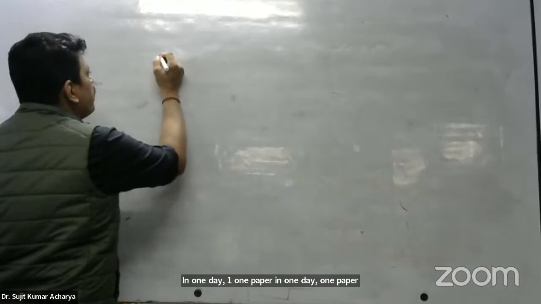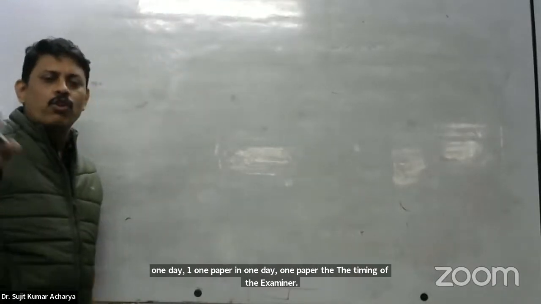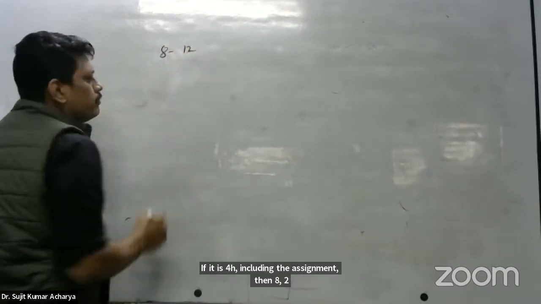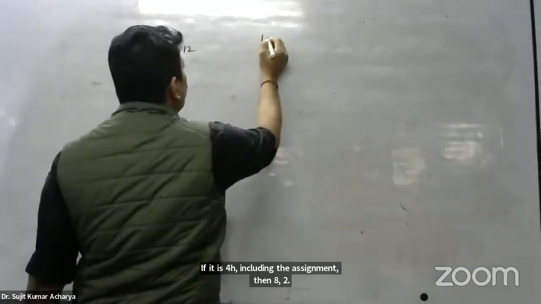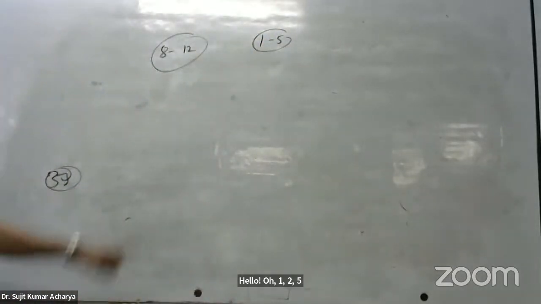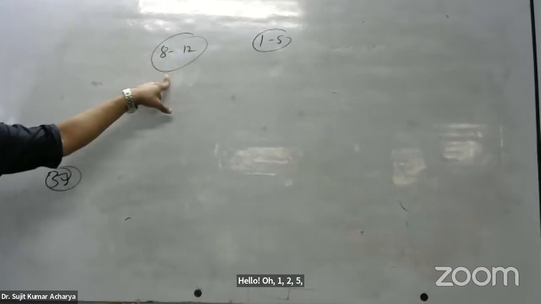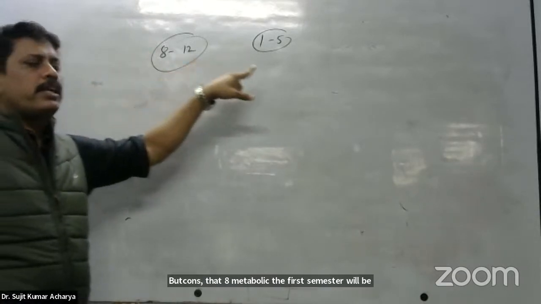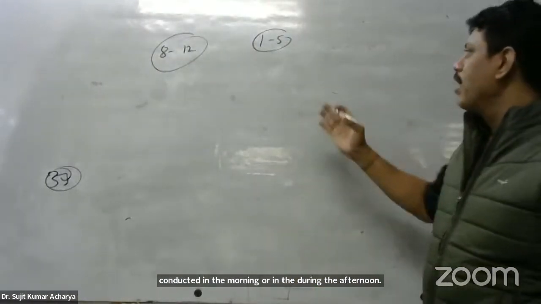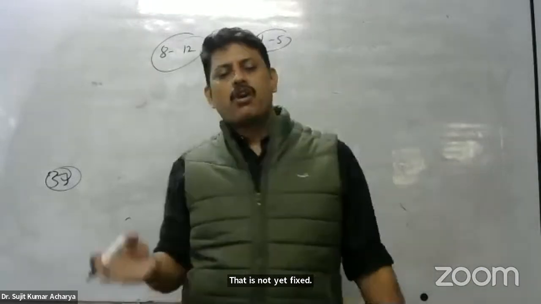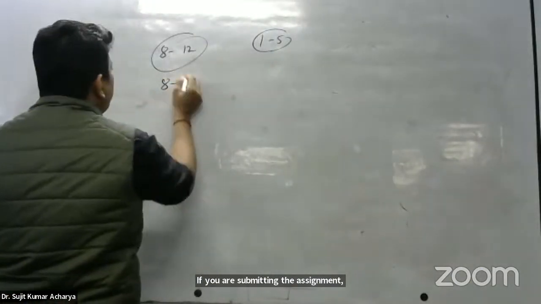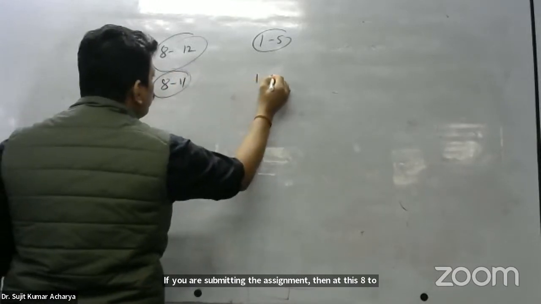The timing of the examination, if it is 4 hours including the assignment, is 8 to 12 or 1 to 5. Whether the first semester will be conducted in the morning or in the afternoon is not yet fixed, 8 to 12 or 1 to 5. If you are submitting the assignment, then it is 8 to 11 or 1 to 4.